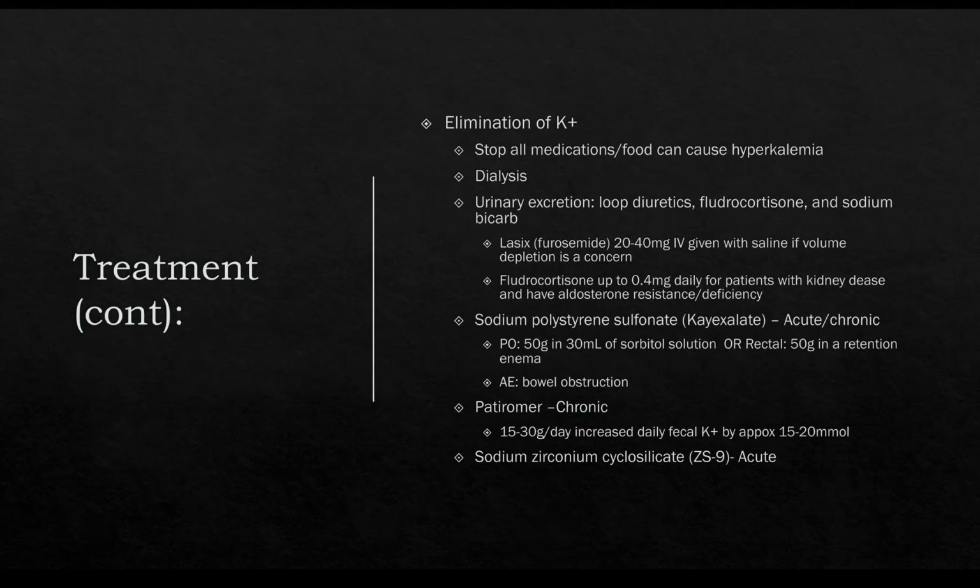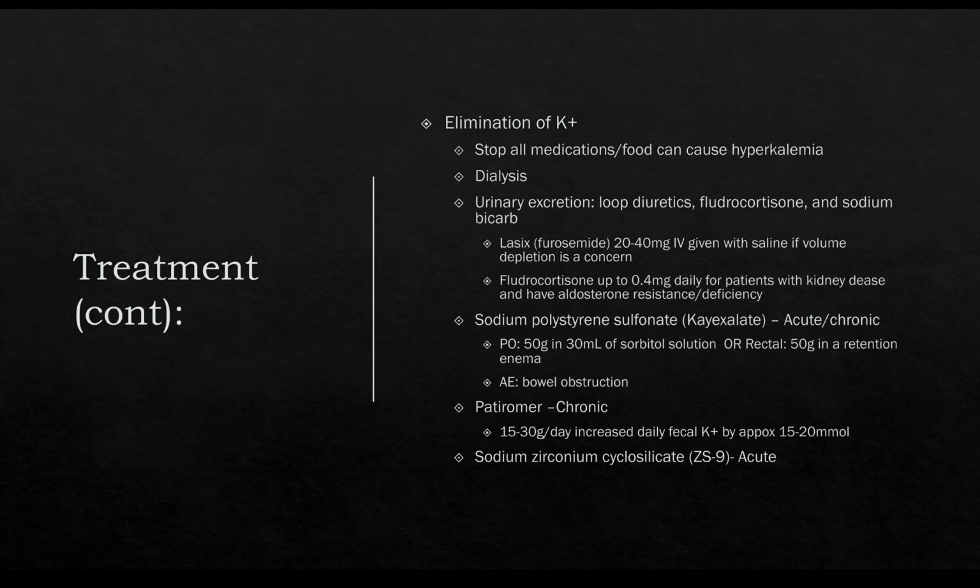We can also eliminate the potassium in the body by stopping all the medication, drugs, and food that can induce hyperkalemia. We can also use dialysis to remove it from the extracellular space. We can work on urine excretion by giving the patient a loop diuretic, fludrocortisone, and sodium bicarb. Lasix is usually given at a high dose, at least double the oral dose if the patient is on Lasix at home.